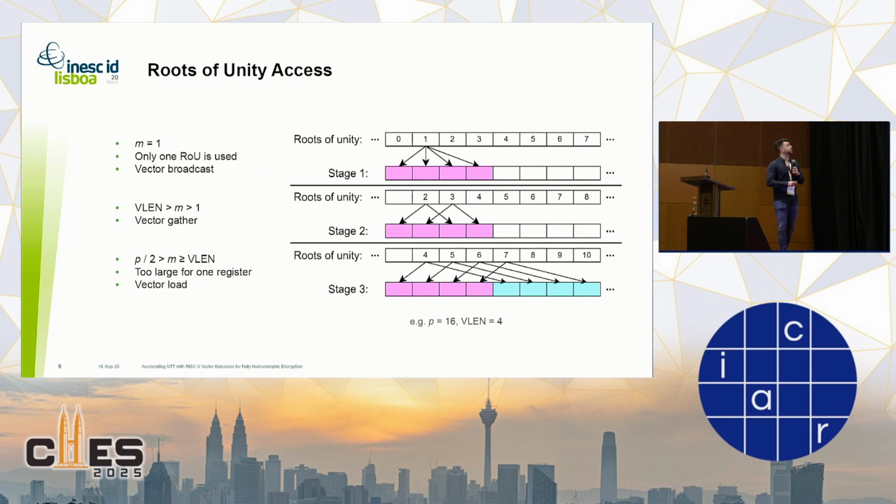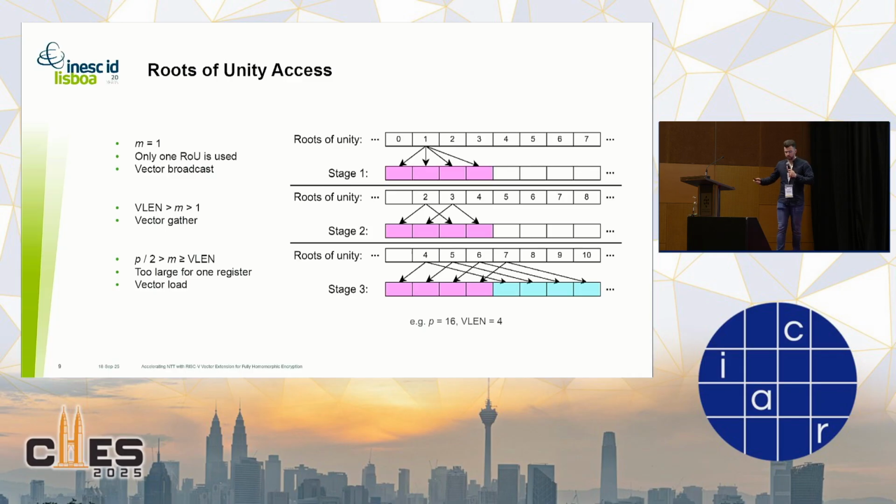So here are the 3 different ways we access the roots of unity. These are the 3 stages of the algorithm. When m equals 1, which is the start of Cooley-Tukey and the end of Pease, we only actually use one of the roots of unity. And so what we can do is vector broadcast. We basically just take this value, we splat it across the vector, and we can use it.